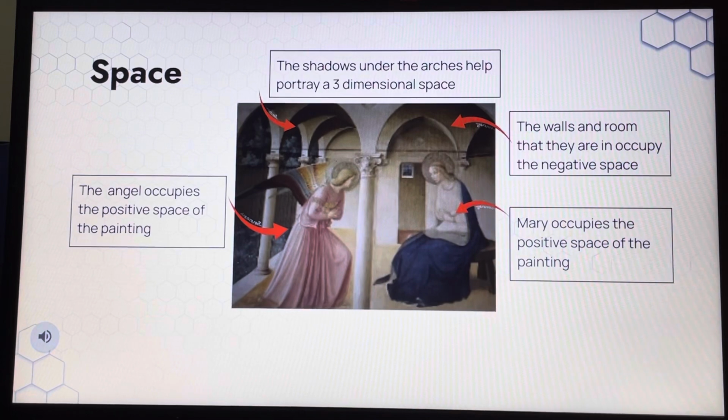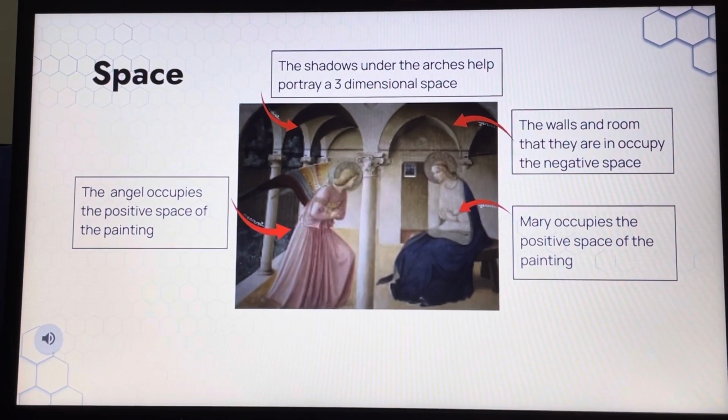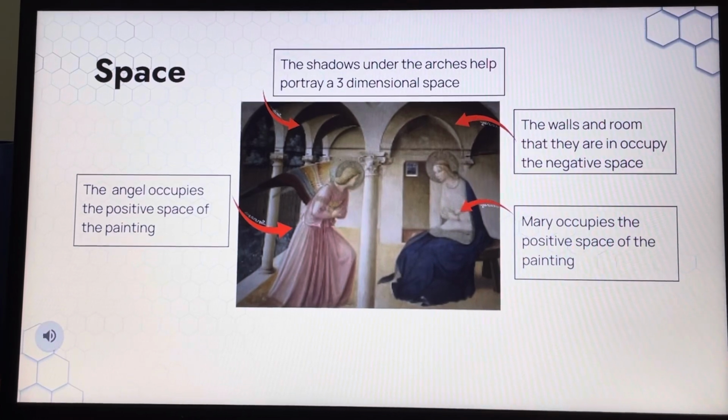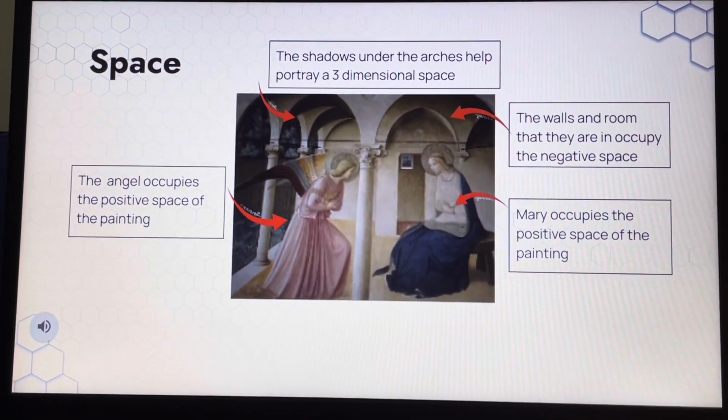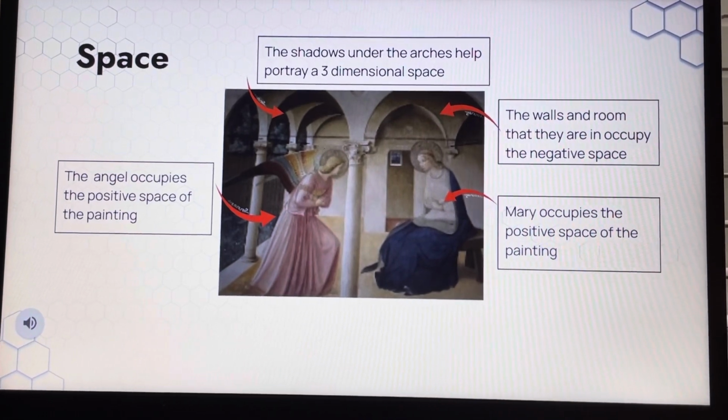The wall and rest of the room is present in the negative space of the painting, which creates a background that the figures in the positive space can stand out from. The shadows underneath the arches create a three-dimensional space, which adds separation between the positive and negative space.